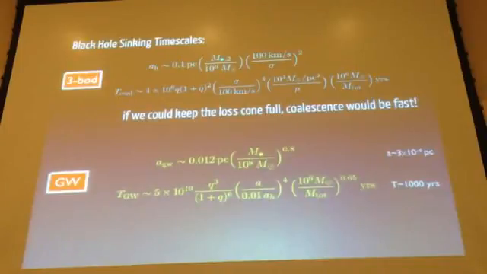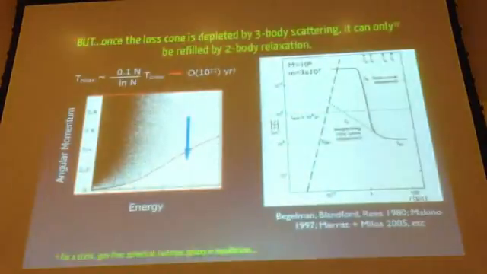Okay. The important point I want you to take away, rather than specific numbers, is that the time scales for coalescence of black holes that are Milky Way type black holes, let's say, is not astrophysically long at all, if we could keep the loss cone full. Okay? So if we could keep feeding stars towards that binary, we would be golden.